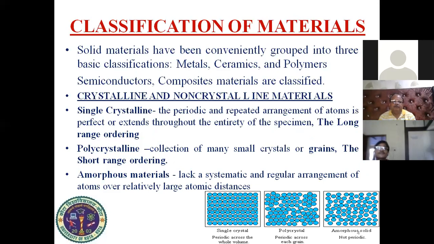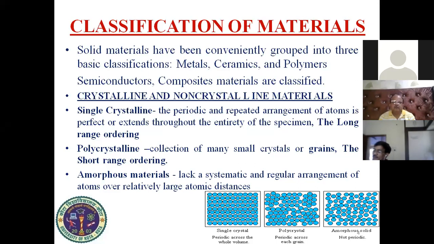Materials are classified in many ways depending upon their atomic binding, electrical properties, or their solid construction. Solid materials have been conveniently grouped into three basic classifications: metals, ceramics, and polymers. Semiconductor and composite materials are also classified, but we all know that semiconductors are materials which have conductivity smaller than metals, and composite materials are a mixture of two materials having the best of the properties of both materials.